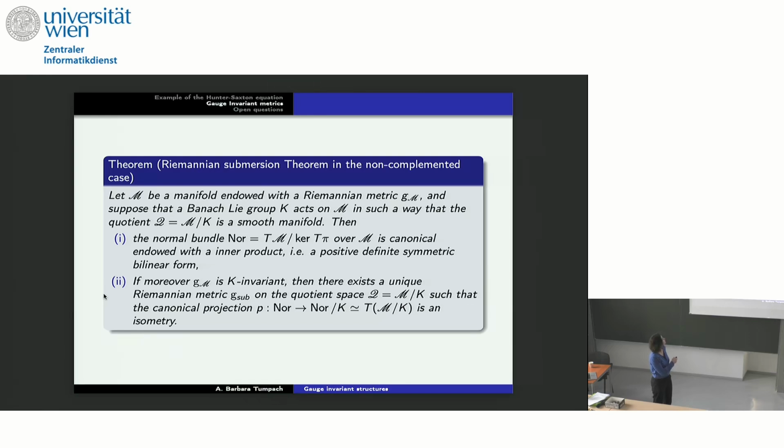Another possibility is to use a Riemannian submersion theorem. It's a classical theorem of Riemannian geometry, but here in the case where you don't have a complement, so the kernel of the differential of the projection is not necessarily complemented. In this case, you have to build the quotient space of the tangent space to the total space by the kernel of the differential of the projection. This is called the normal bundle, and you can use this normal bundle to endow the quotient space with a Riemannian metric. This Riemannian submersion theorem works also in the non-complemented case.